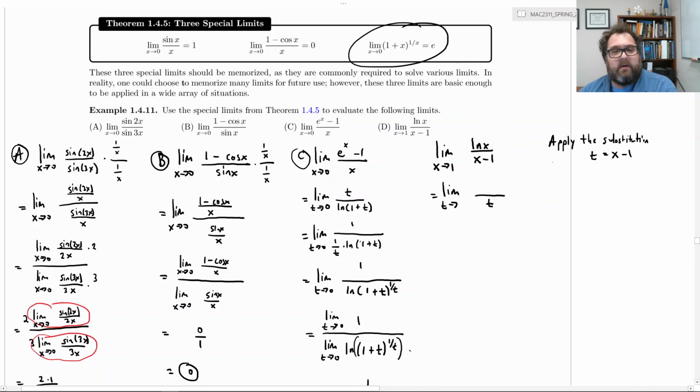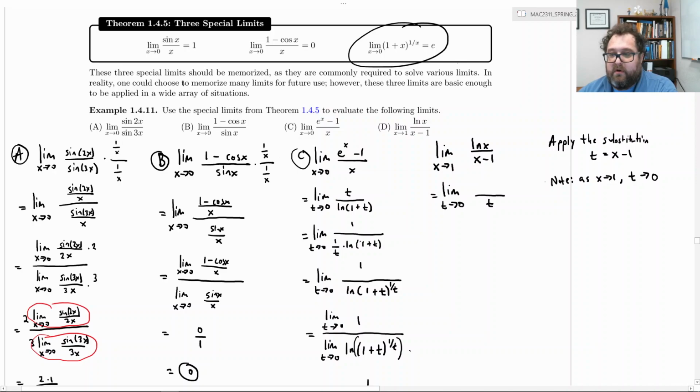Now, what does our limit approach now? So we always have to figure out what our new value of c is. So as the original limit, so as x approaches 1, t approaches what? In other words, what happens as x gets closer and closer to 1 with this original substitution? So t equals x minus 1. If x is really close to 1, then t gets really close to what? Well, if x equals 1, you get 1 minus 1, 0. So t approaches 0. So now our limit is going to be as t approaches 0.